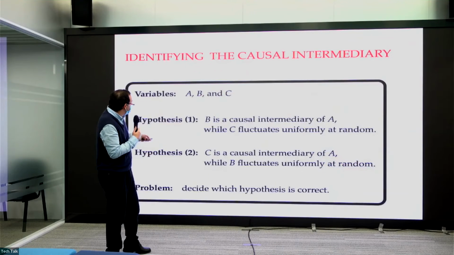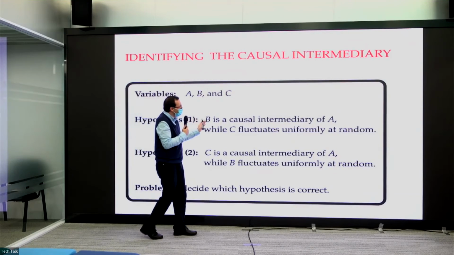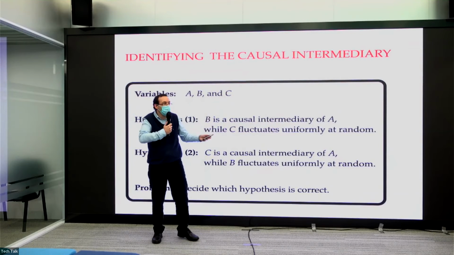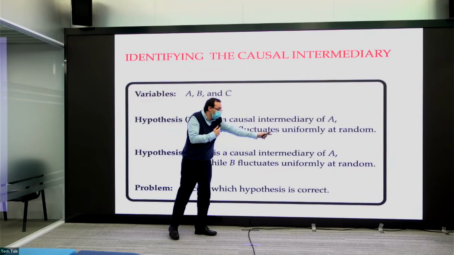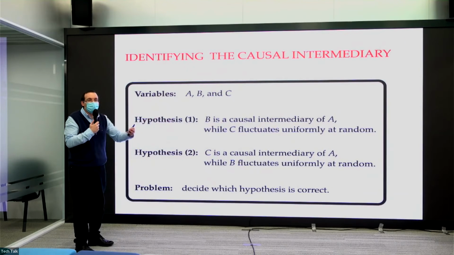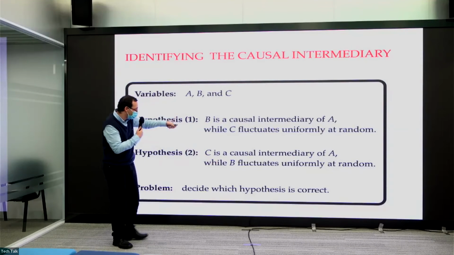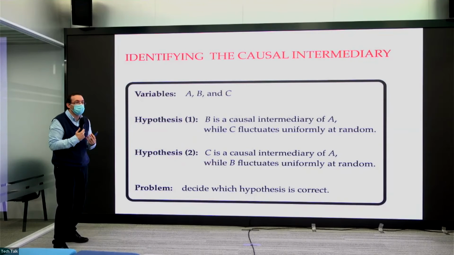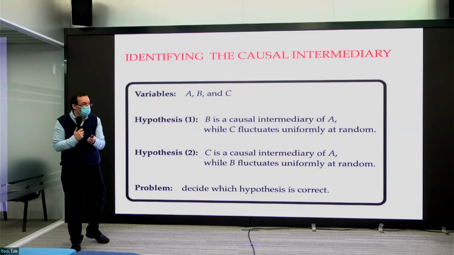And one example of this problem would be that you have 3 variables, and you have to distinguish between B being the causal intermediary for A, while C is random, so is independent of A, or the other scenario where C is a causal intermediary of A and B is random. So same picture as before. No information goes to C here, or no information goes to B there, whereas the other variable is the effect. The causal intermediary means the effect in a very strong sense. So we have to decide which of these 2 hypotheses is correct.